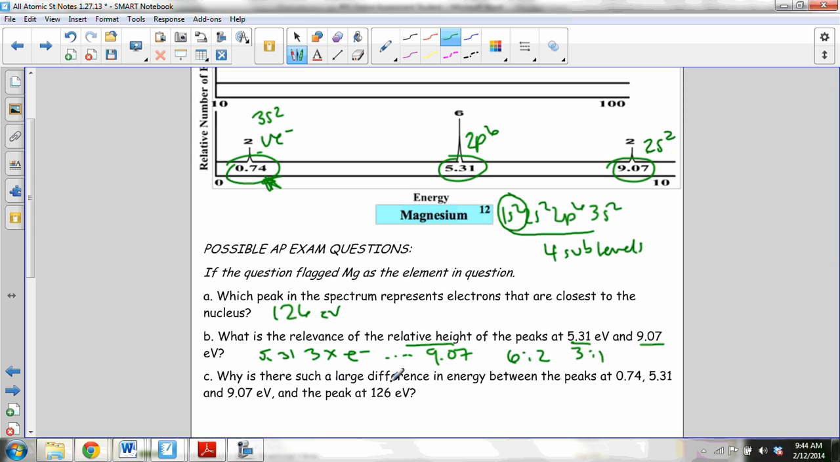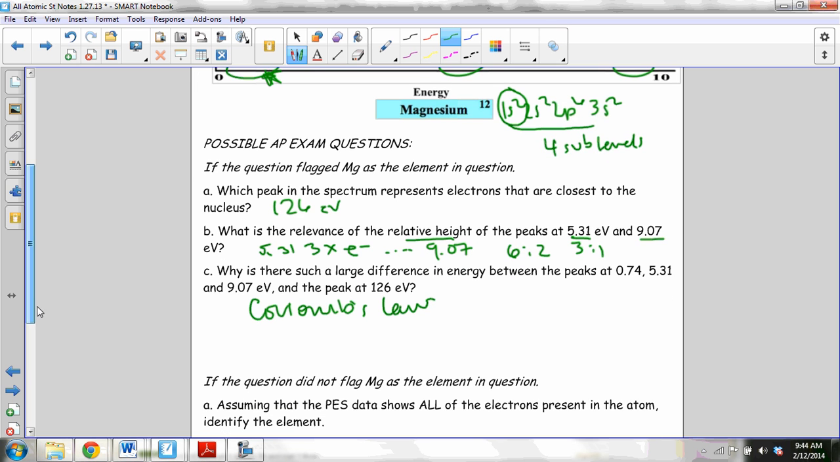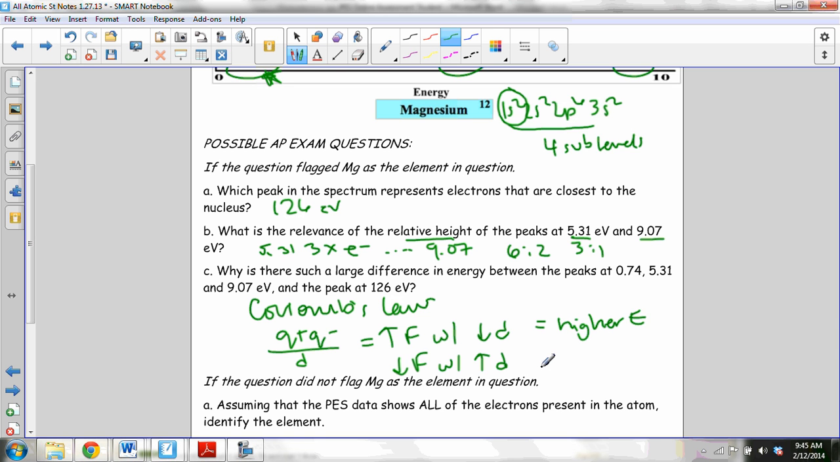Last one, why is there such a large difference in energy between all the peaks here? And the simple way to explain it would be Coulomb's law. You can explain that a little bit further by saying the charge of the nucleus and the charge of the electrons over the distance they span will increase the force with decreased distance, or vice versa, decrease the force with increased distance. The increased force reflects a higher energy on the PES. The lower force of attraction reflects a lower energy on the PES.